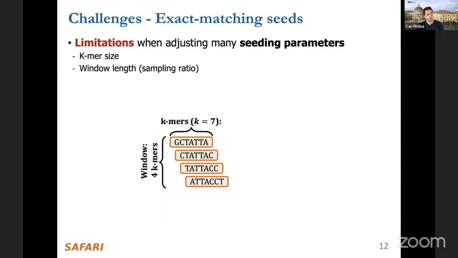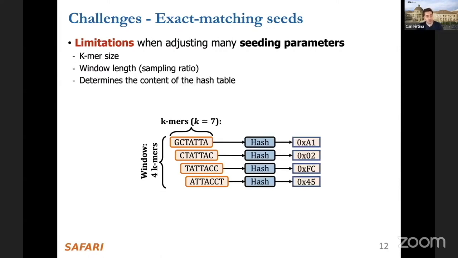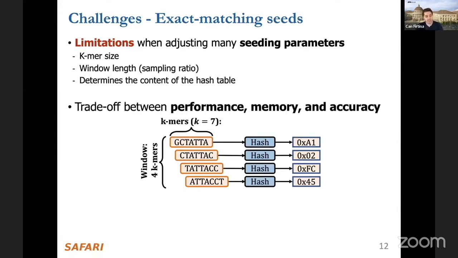Longer windows would provide better sampling, meaning they would further reduce the space requirement and essentially improve performance. But if we sample too much, then we can also lose accuracy. We can miss some seed matches that we would have found otherwise by using a shorter window length. So all these parameters determine the content of the hash table, which subsequently determines the performance and accuracy of our genome analysis. There is always this trade-off between performance, memory, and accuracy when exactly matching the seeds to each other.